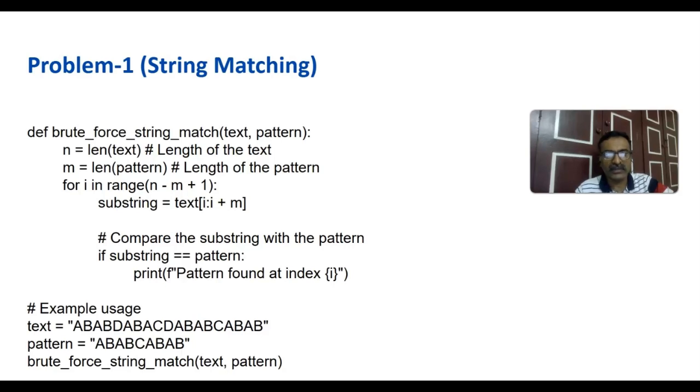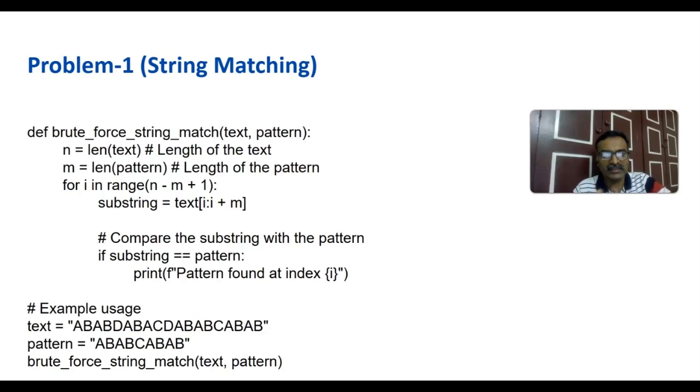Inside the function, first I will find the length of the text and the length of the pattern, and then for i in range n minus m plus 1. That is, I have to test all the possible substrings. The first substring will be at position 0, index 0. The next one will be at position 1, the next one at position 2, and so on. I have to check all the substrings, so I gave for i in range n minus m plus 1. It starts from 0 till n minus m. That many substrings will be there.